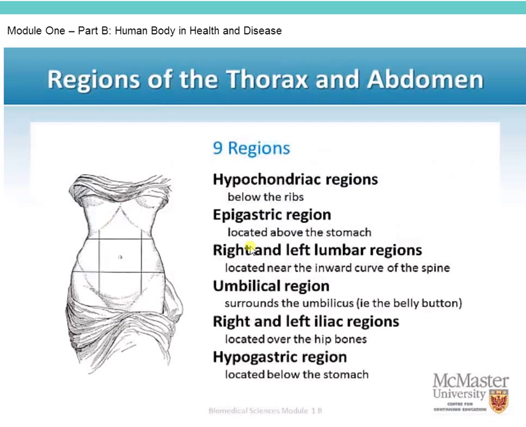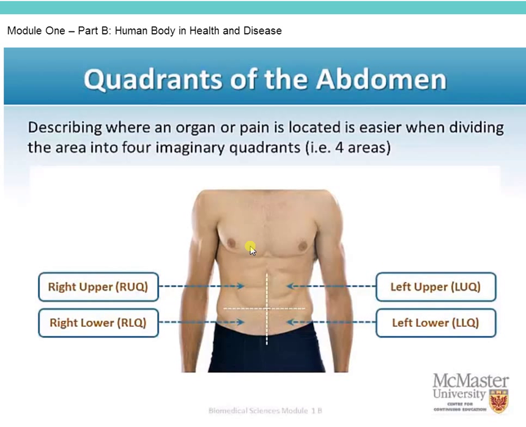There are regions of the thorax and abdomen of which you should be aware, and there are 9 regions outlined in this slide: the hypochondriac region, the epigastric region, your right and left lumbar regions, the umbilical region, right and left iliac regions, and the hypogastric region. Describing where an organ or pain is located is much easier when dividing the area into 4 imaginary quadrants: the right upper quadrant, right lower quadrant, left upper quadrant, or left lower quadrant.